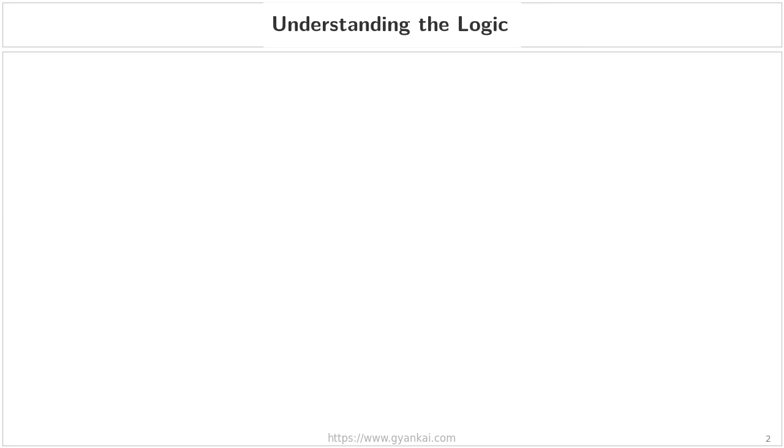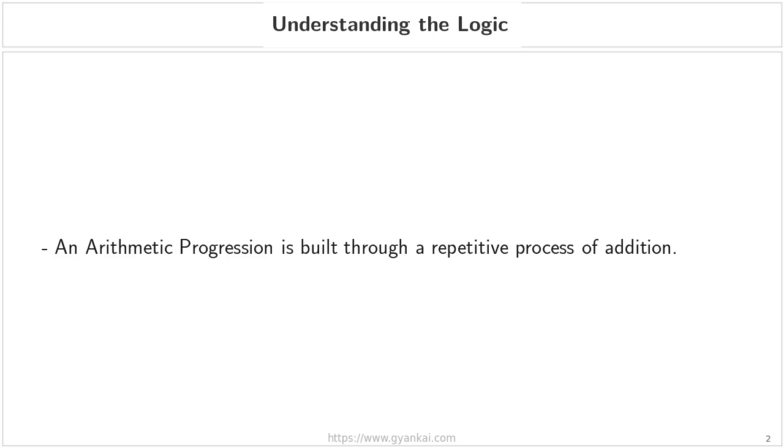Understanding the logic. Now that we have defined what the first term and the common difference are, let's look at the underlying logic of how they work together. Think of an arithmetic progression as being built through a repetitive process of addition. It's essentially a pattern of repeated jumps.